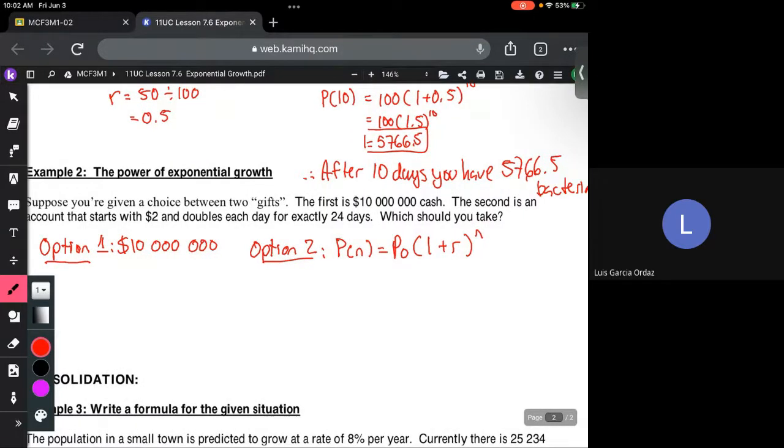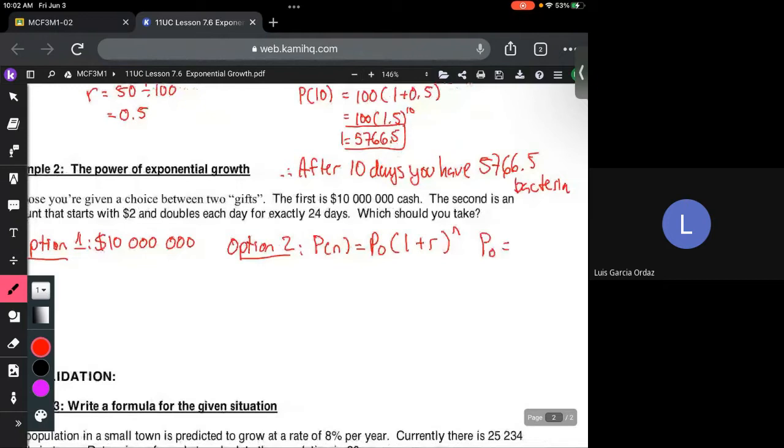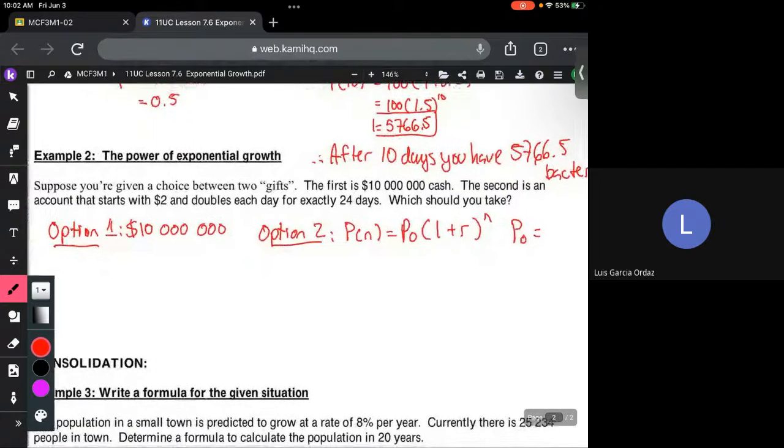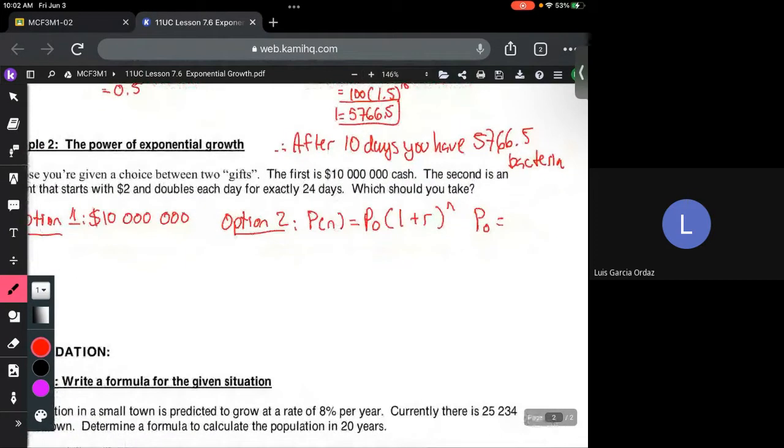So what's our initial amount in option two? How much money do we start with? $2. And what did we say my rate was? 100%, right? So 100 divided by 100 gives me 1. So whenever you're making 100% back, that means you're doubling your money. And what is my n? How many days am I doing this for?